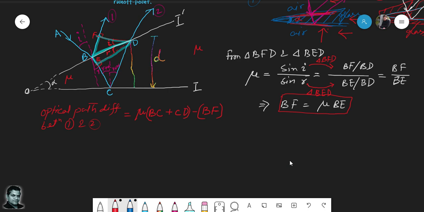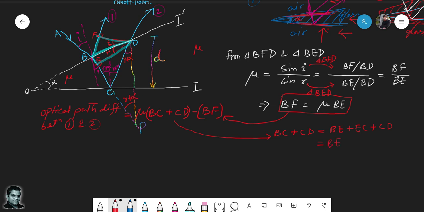So we'll use this BF in here. Next we have to find out how much BC plus CD is. To do that, we have to be a little bit careful. So BC plus CD is equal to BE plus EC plus CD. Next, we have to extend this part of the figure from C such that these two lines meet. Let's call it point P. Also, this angle is equal to R plus alpha. Similarly, this angle is R plus alpha.